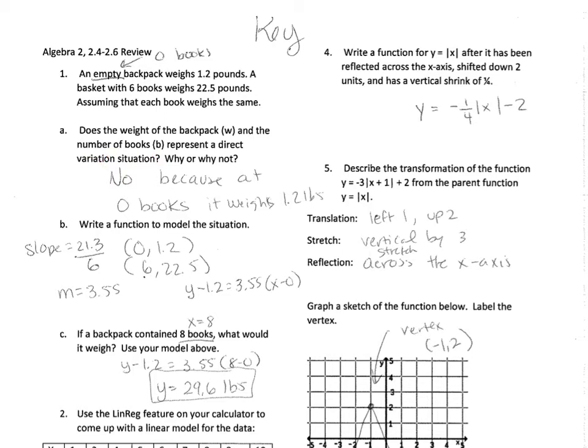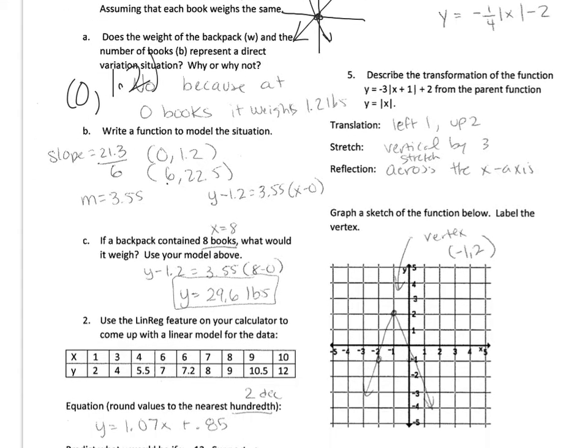Direct variation means that it's a type of linear function, so we know it's a constant rate of change that passes through the origin. If you look at this situation, it's not going to pass through the origin because you could make an ordered pair of 0 books and 1.2 pounds. So if you had (0, 1.2), that has a y-intercept of 1.2, so it's not direct variation.